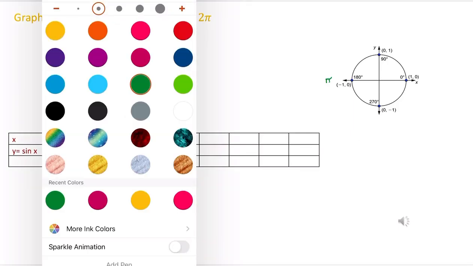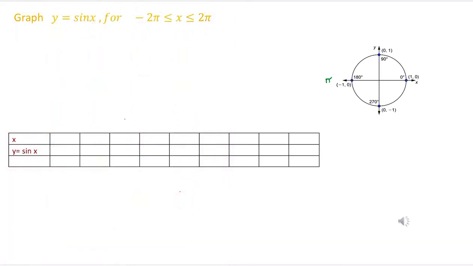Okay, so we would like to graph y equals sine x for the angle to be between negative 2 pi and positive 2 pi. So it's going to be around the unit circle. Now let's look at the values that we have here.